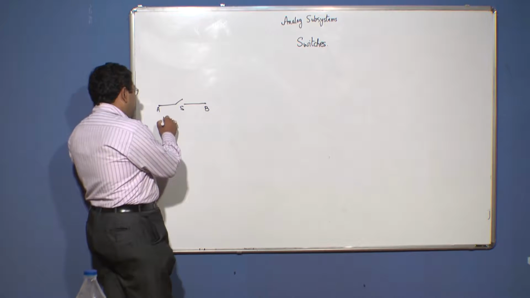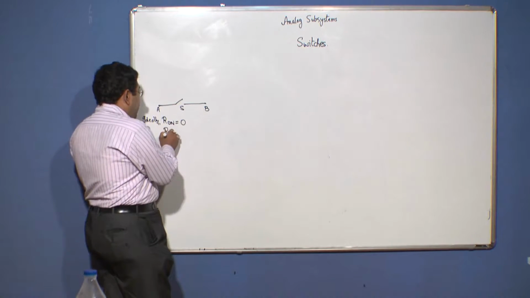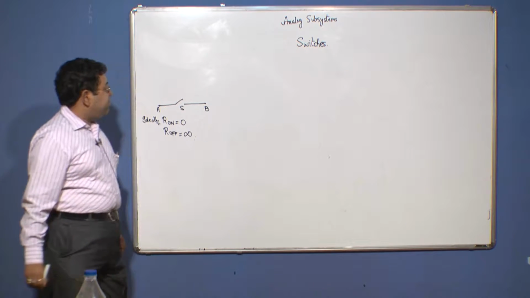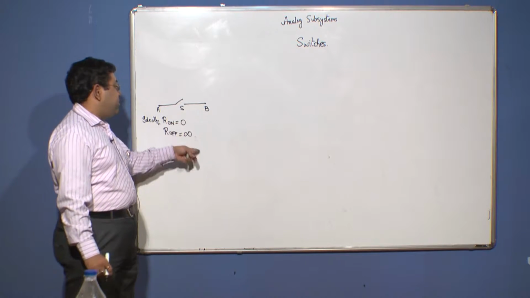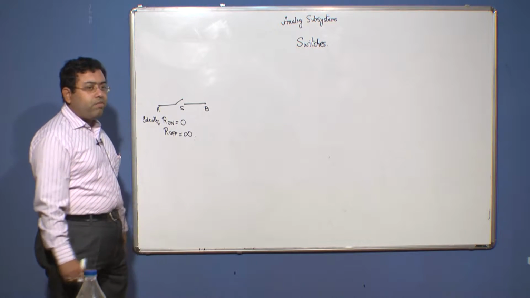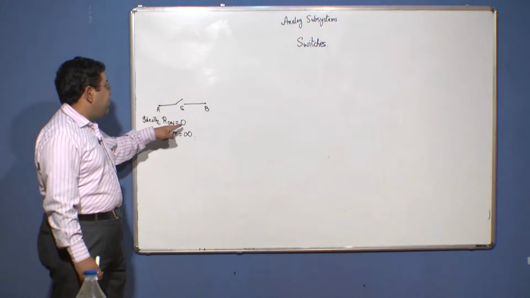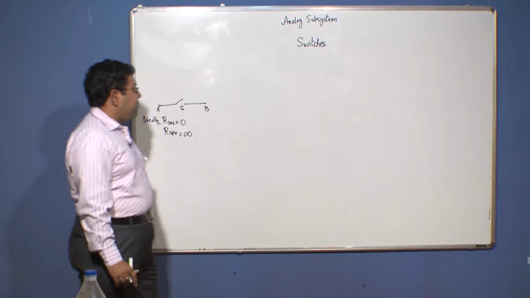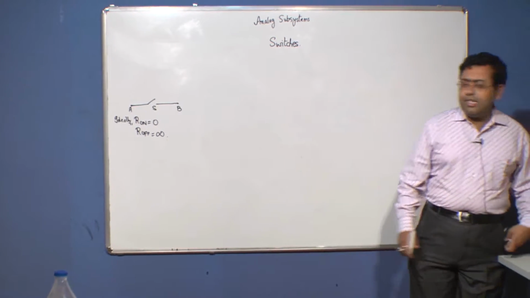So, ideally R on equal to 0 and R off equal to infinity. But in reality, we do not have any such switch which satisfies this relationship, and whatever switches we see in practical life, they have a considerable deviation from this ideal behavior. So, MOS transistors essentially act as switches.